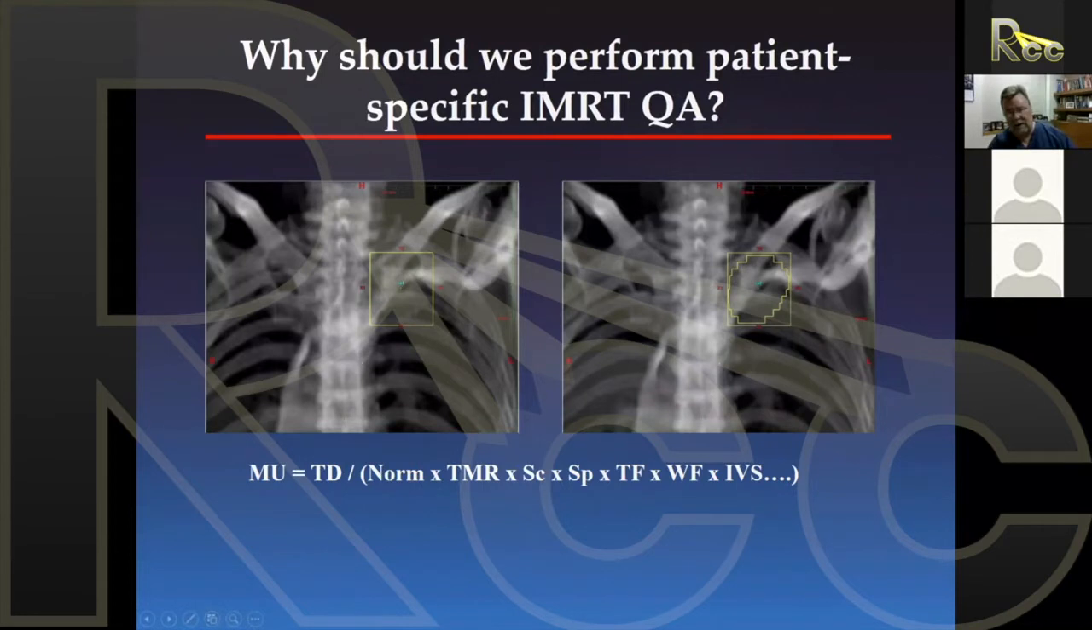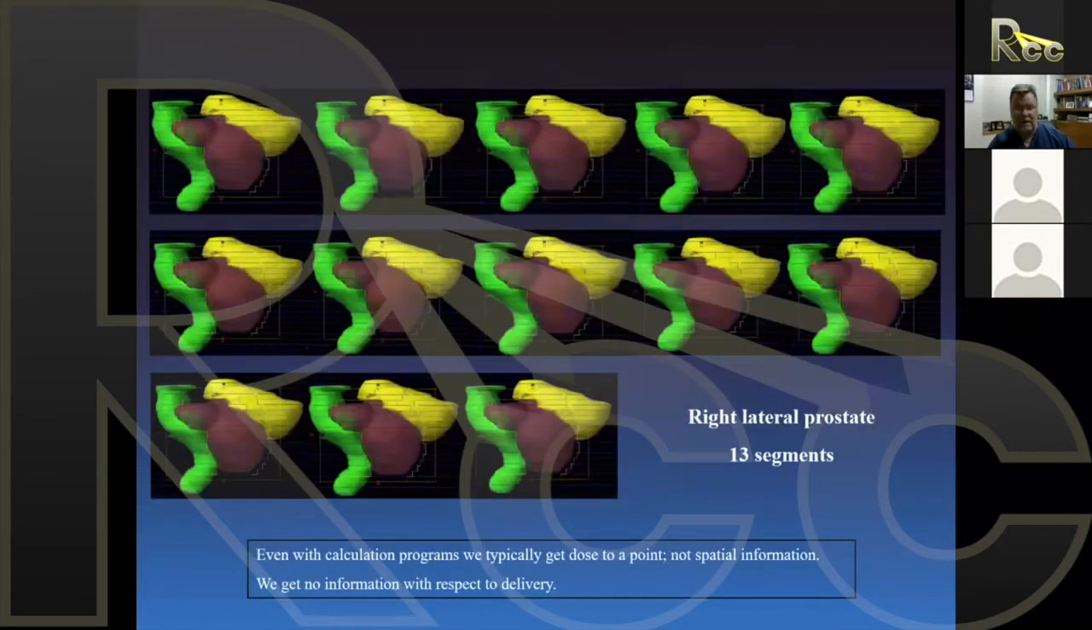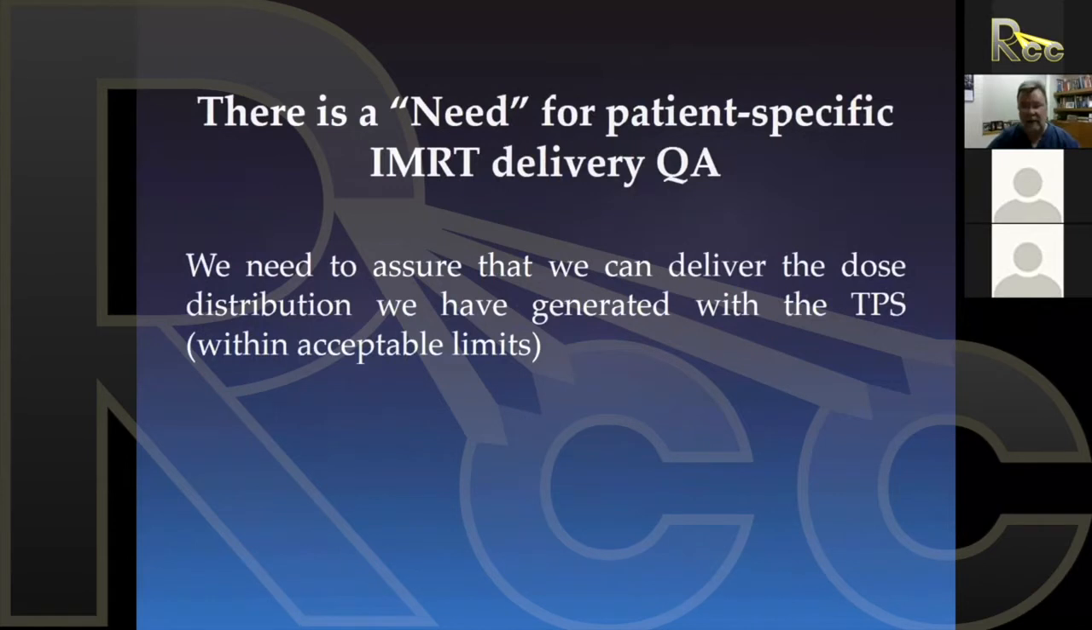For IMRT, it gets a little bit more complex. As you can see here, this was a very early prostate case, and just the right lateral field had 13 segments. So we're no longer in the broad beam concept. We no longer are comfortable enough, for one, with the dose distribution that will be generated from all of these small leaf sequences. Additionally, doing a hand calculation or even using a program, we typically use dose to a point. We're not going to get any spatial information whatsoever with this. So we need some way in which to make ourselves feel comfortable that what we see is what we get, basically. So that need is exactly that for patient-specific delivery QA.